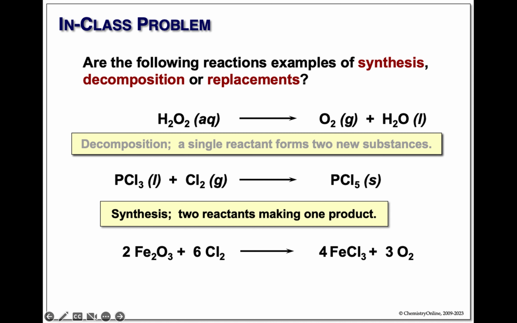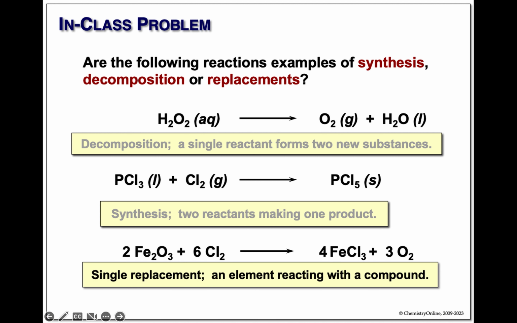And finally, we balanced this earlier. This one does have an element and a compound, making an element and a compound. The nonmetal replaces the nonmetal oxygen, giving us iron chloride and oxygen gas. Single replacement. All right, let's predict a couple things then.